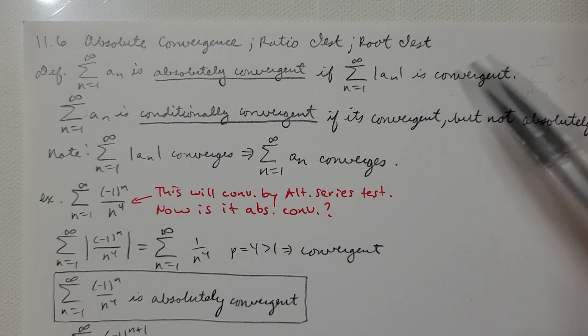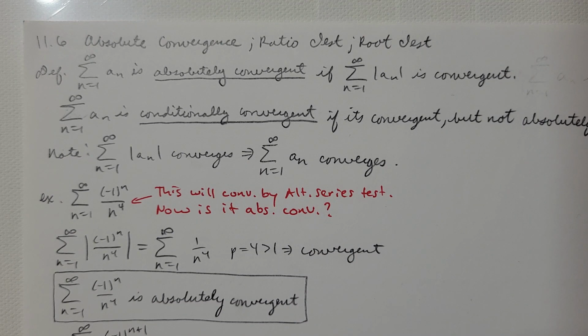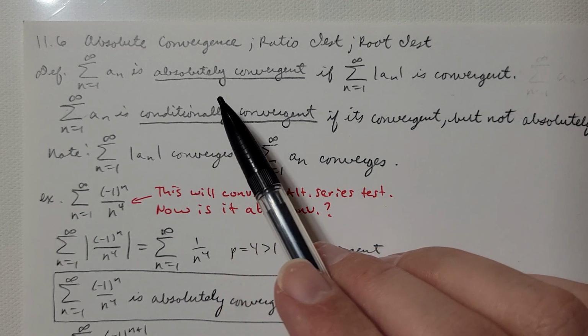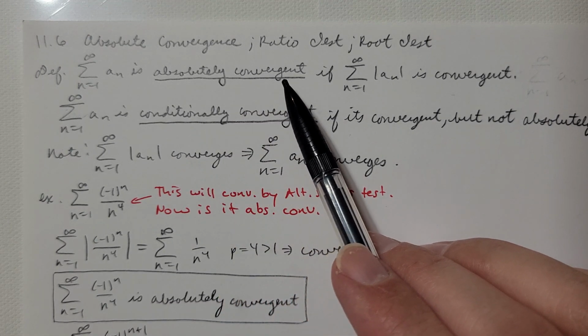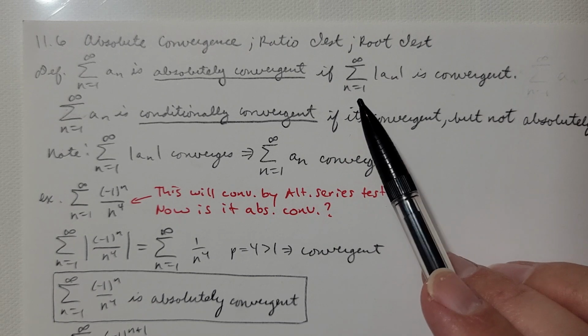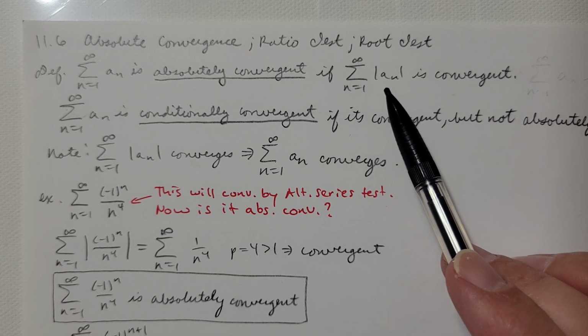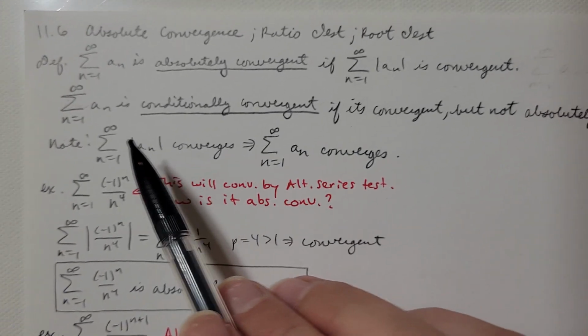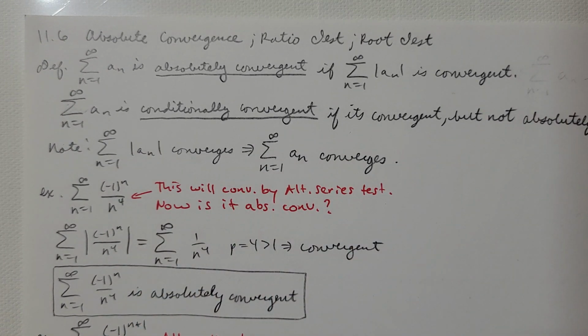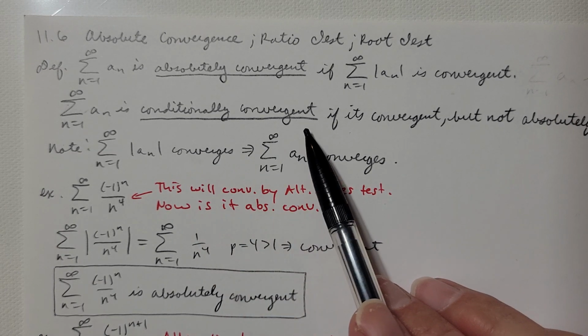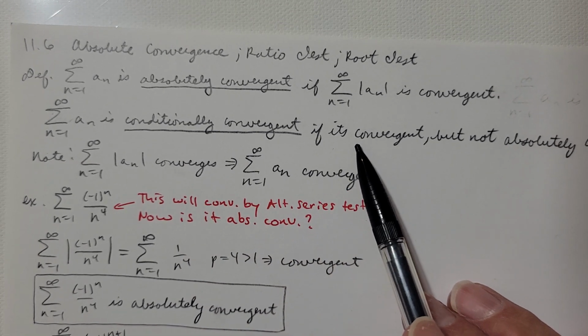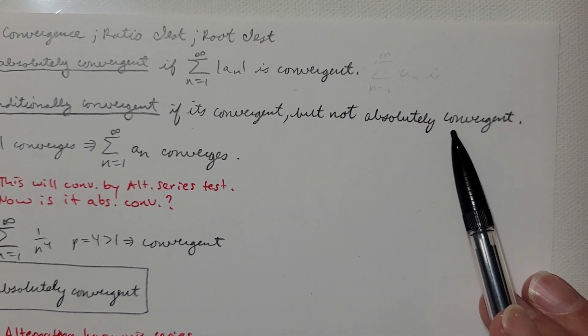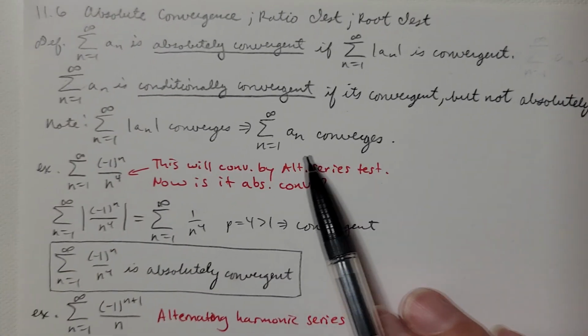There's a definition there. It says that the summation as n equals 1 to infinity of a sub n is called absolutely convergent if the summation going from 1 to infinity of the absolute value of a sub n is convergent. The summation of a sub n is called conditionally convergent if it's convergent, but not absolutely convergent.